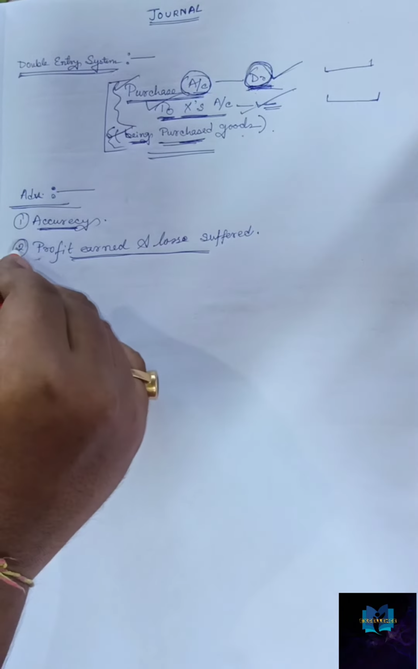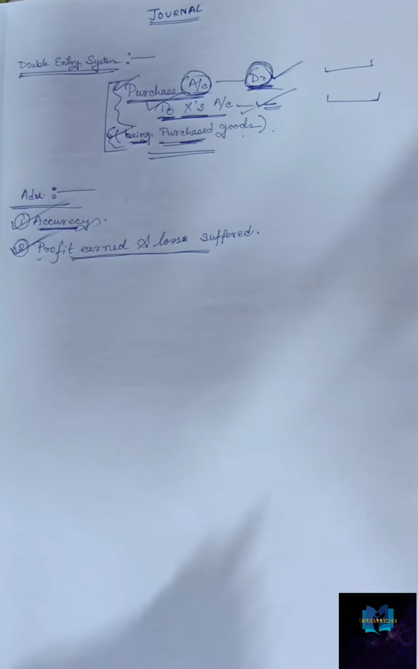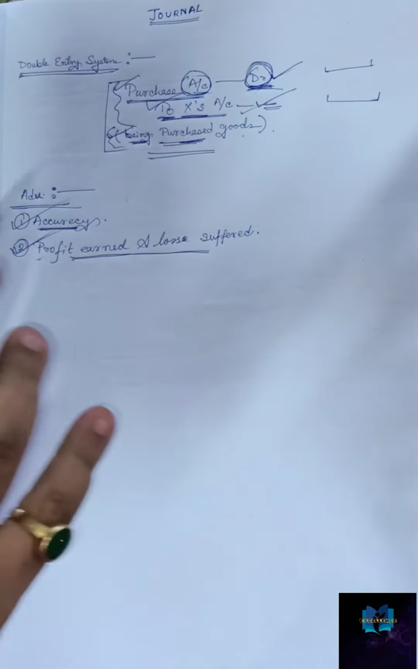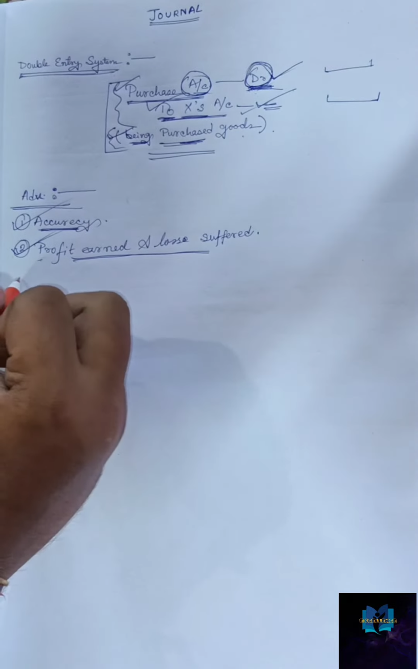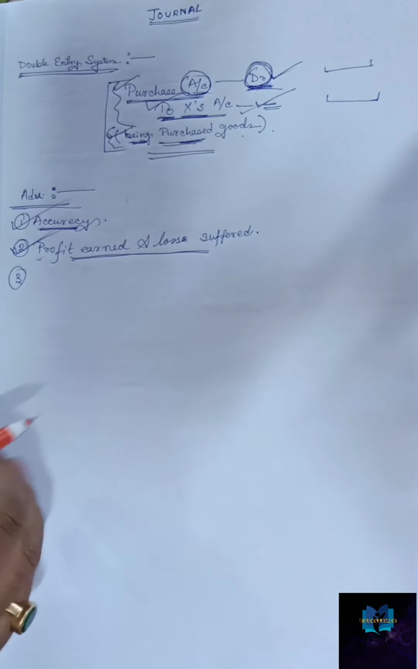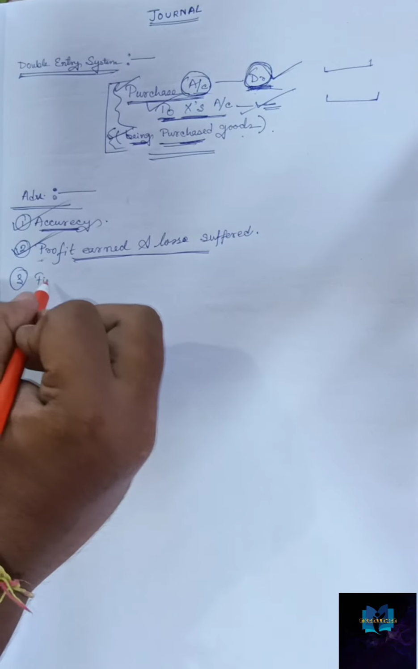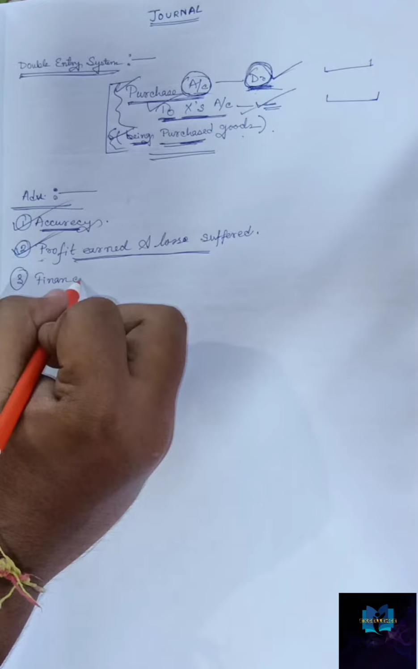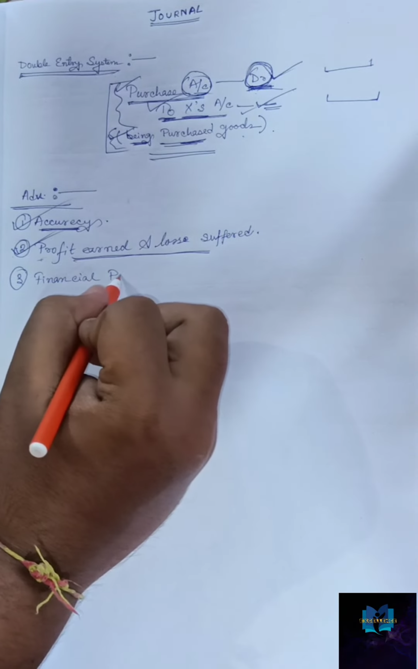So this is the second advantage. This was the first, the accuracy, and this is the second. Profit earned and loss suffered is calculated in an easy process. And number 3 will come as financial position.